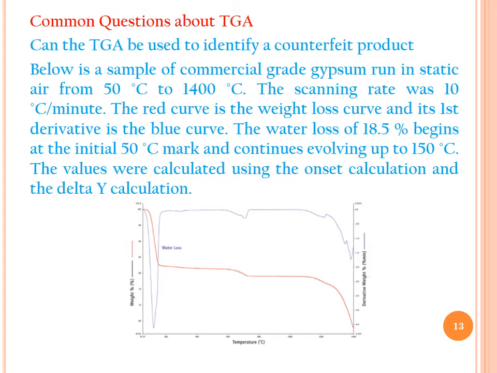So from the graph the counterfeit can easily be seen, to check whether the gypsum is a counterfeit product or a genuine product. One can run the TGA instrument curve using the reference material, meaning quality control grade gypsum. One can differentiate between a genuine product and a counterfeit product.